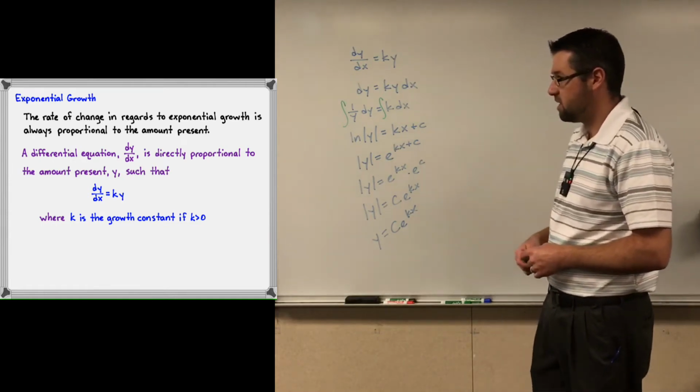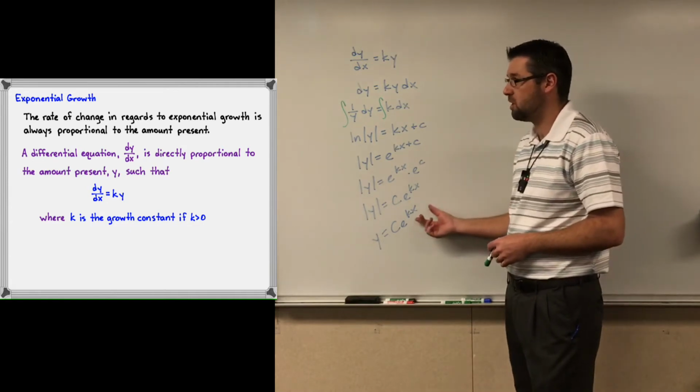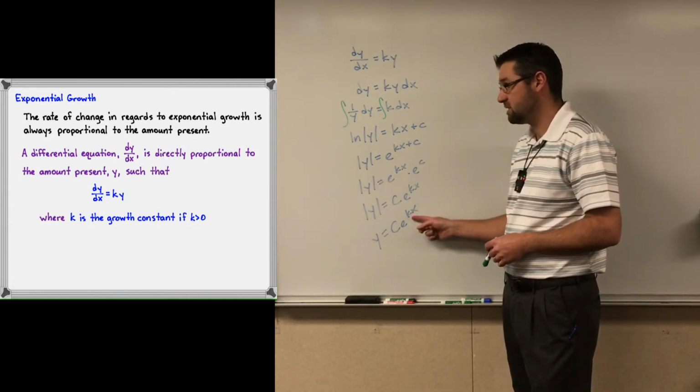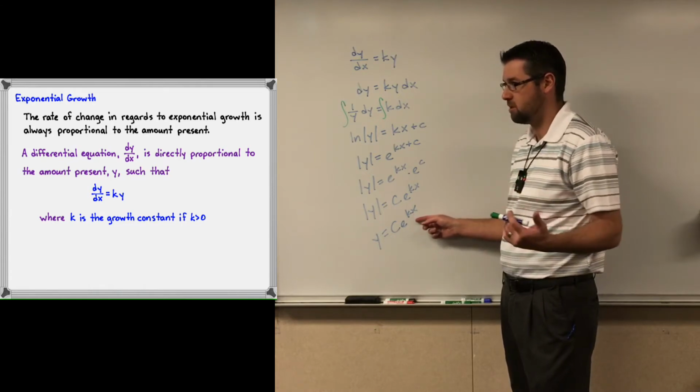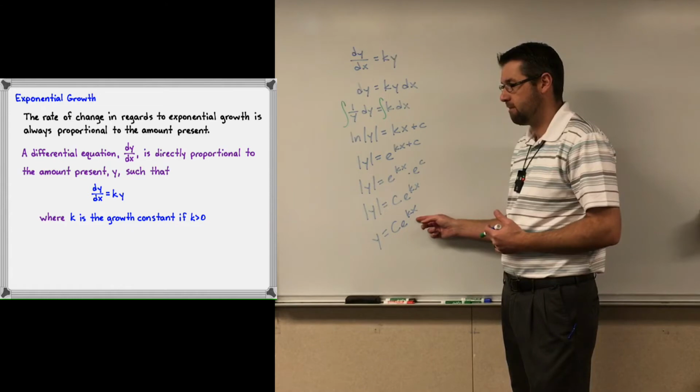Well, it would end up being the same thing. If k was greater than 0, this would be growth. If k was less than 0, then you'd have a negative exponent and it would be decay. Just going back to your algebra 2 stuff. You don't remember that?